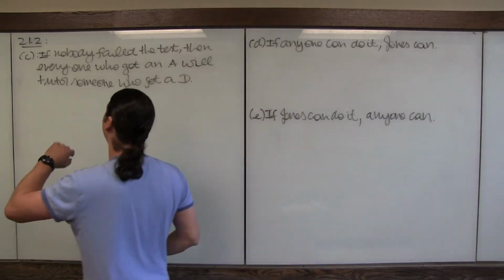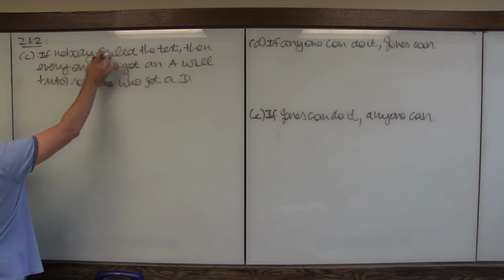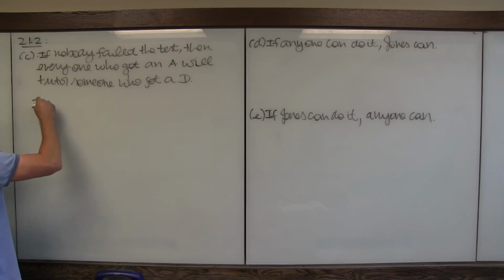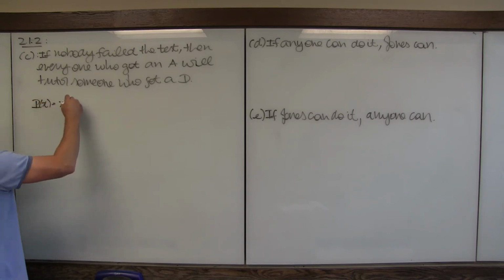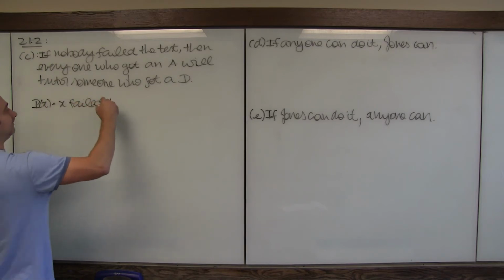Alright, so now we move to parts C, D, and E of problem 2. Let's look at part C. If nobody failed the test, then everyone who got an A will tutor someone who got a D. So let's try to identify the statements that we need. So we have P of x for x failed the test.